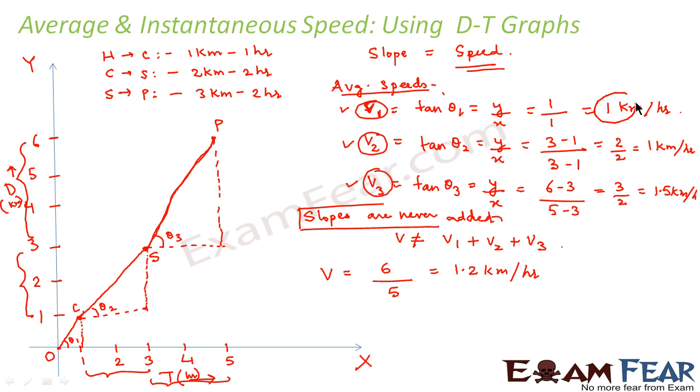Now just have a look at the values of V1, V2 and V3 which we obtained here, and try to match them with the previous values. What do we see? They are the same values. Even in the previous slide, we obtained the same values. So this is how we calculated the average speed.